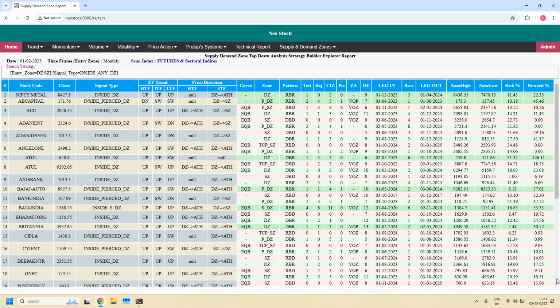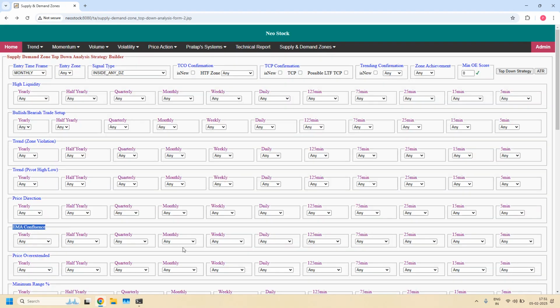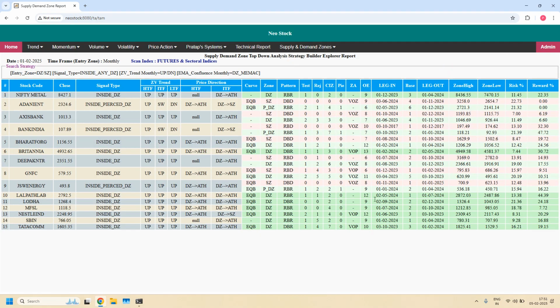Scrolling the list down. Okay, we can further filter this list based on monthly demand zone having monthly EMA confluence. So in the EMA confluence at monthly time frame, I am setting the filter monthly demand zone with monthly EMA confluence. Trend on the monthly time frame should be either up or down.